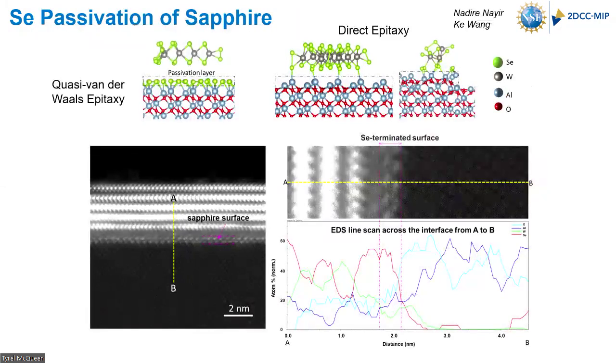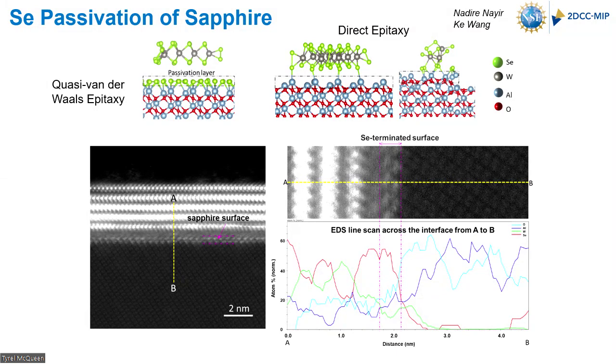So they further developed this model by considering that whenever you've removed the hydroxyl groups and you have just aluminum termination, you're going to end up passivating that aluminum terminated surface with selenium. And we have evidence of that from cross-section STEM images shown here. So this is the tungsten diselenide, this is the sapphire. And you can see that there's this region right here, right at the interface, that has a different contrast. If we take an EDS line scan right across that interface, we see an increase in selenium right at that interface.